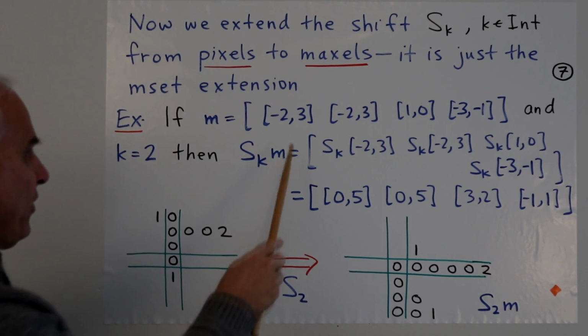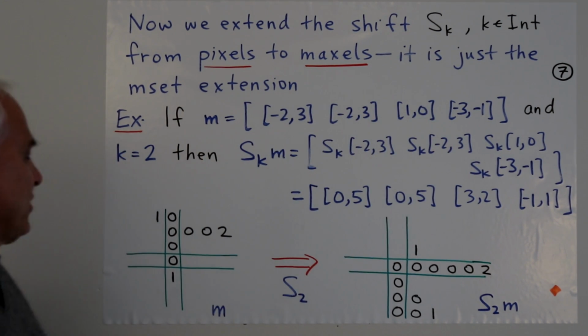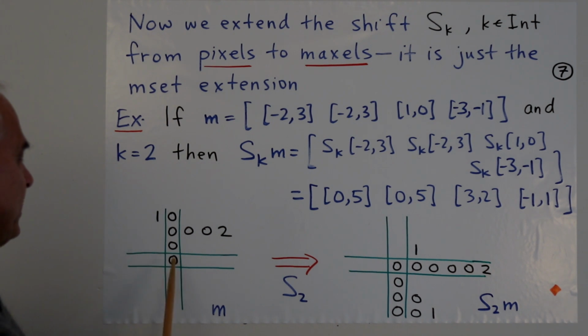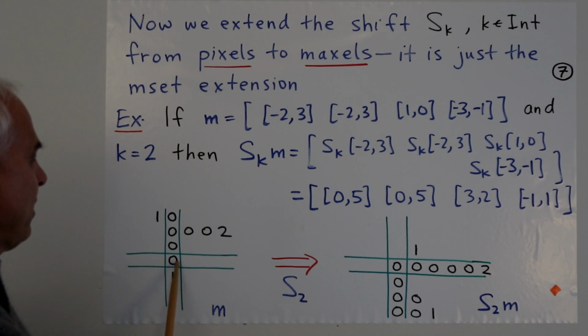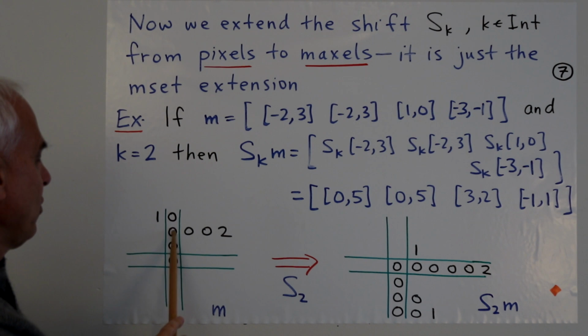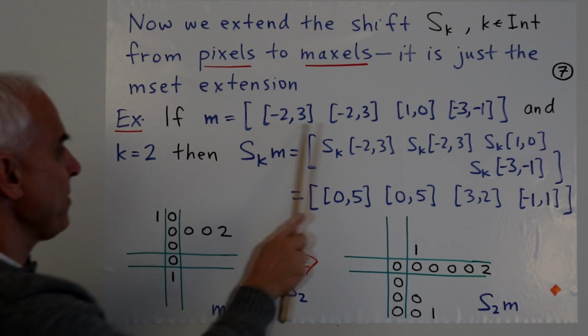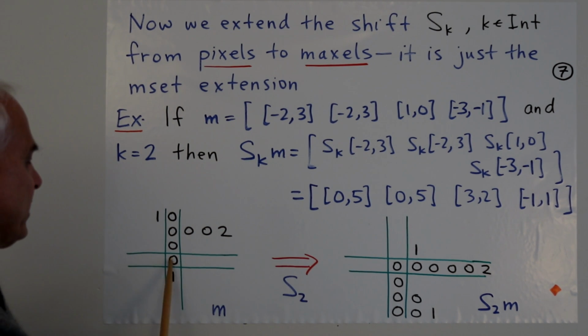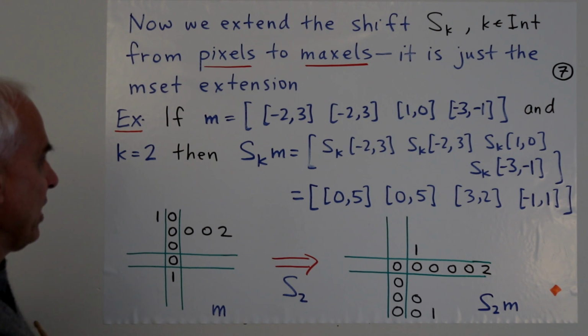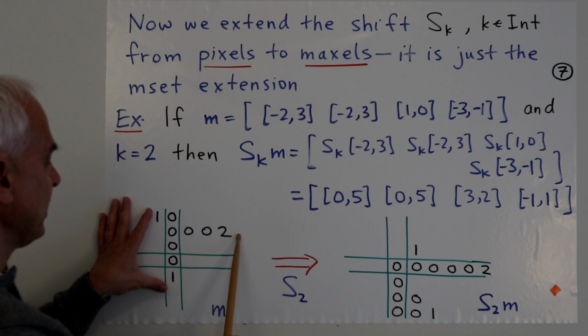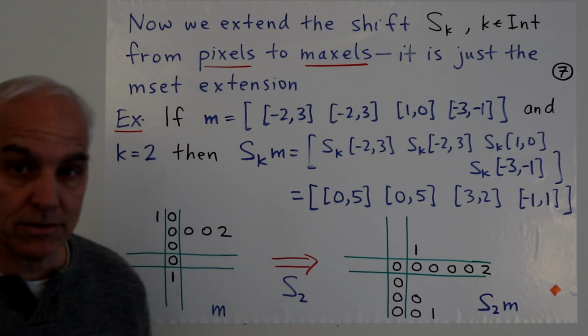Diagrammatically, this maxel here is, let's see, there's a minus 2, 3, minus 2, 3, so there's 2 of them. There's a 1, 0, that's that one there, and there's a minus 3, minus 1. 1, 2, minus 3, minus 1. So this is the representation of this maxel.